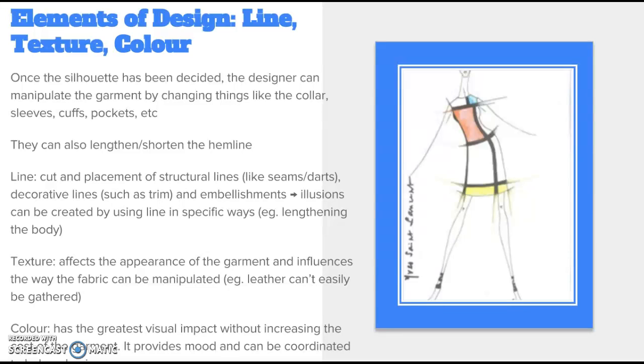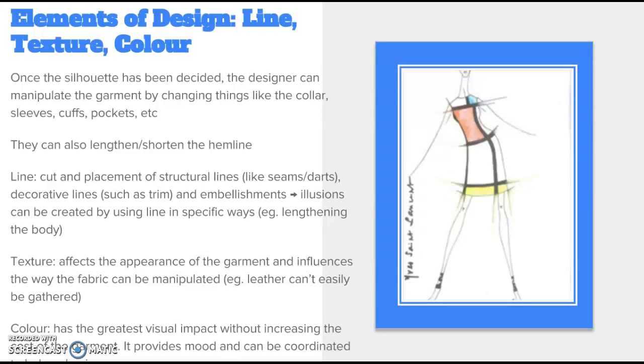What's essential to understand about line is that there are very interesting illusions that can be created. So you could use vertical lines to make a body seem longer, or horizontal lines to shorten the body. You can use curved lines to give a more curvaceous or feminine appearance to the garment. Designers really have to understand the power of the line in creating a visually pleasing design.